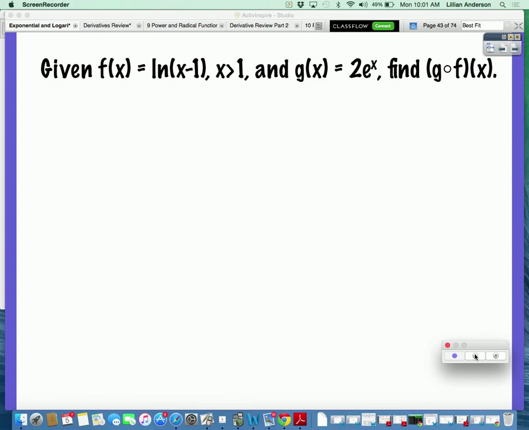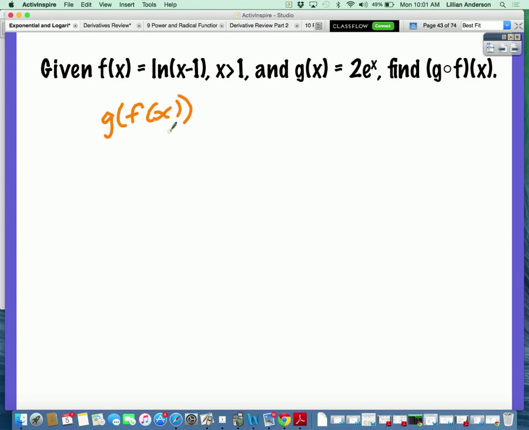Here's the next one. Okay, so we have given f of x and g of x, and we have to find g of f of x. That means we have to plug f into g.